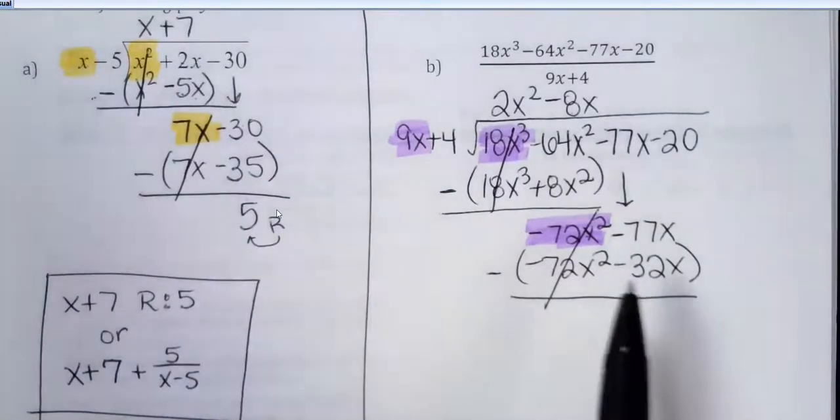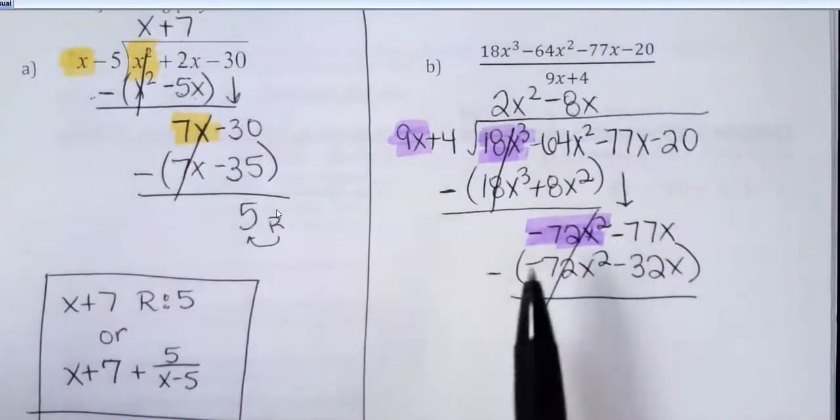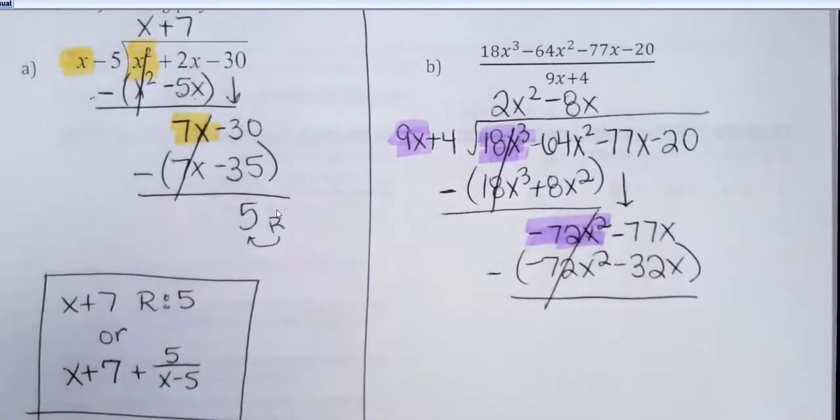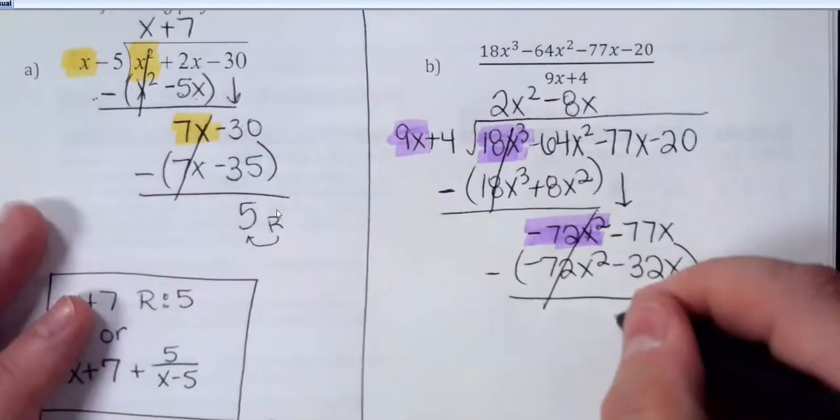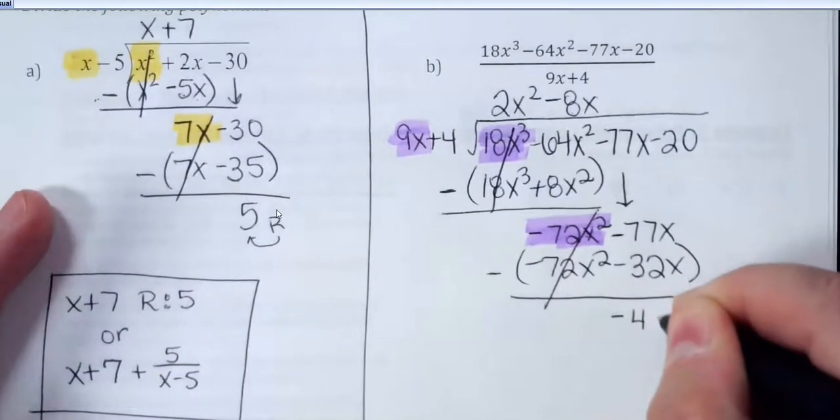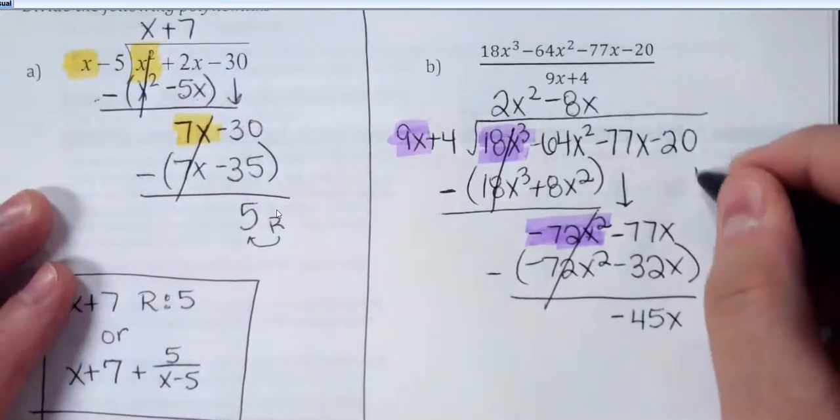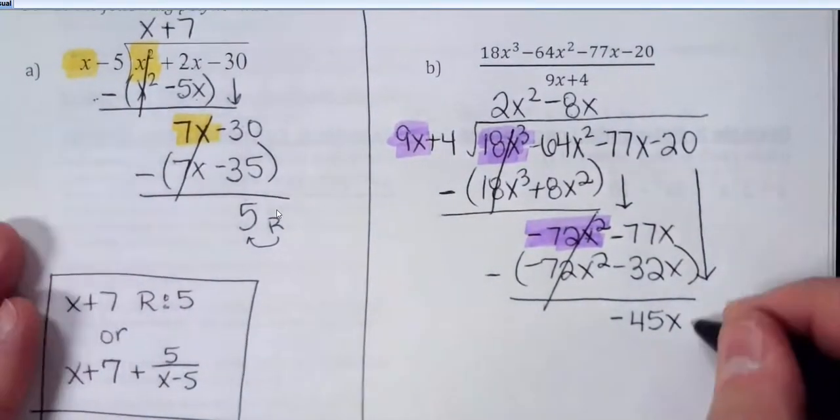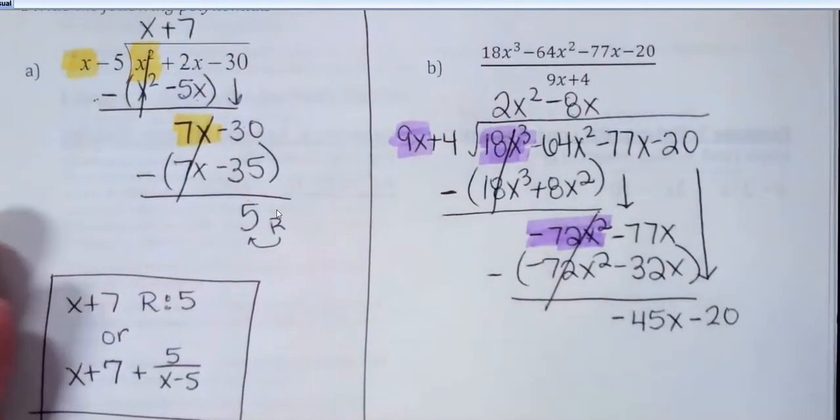Now, negative 77 minus a negative 32 is really negative 77 plus 32. Miss Cardi doesn't have a calculator up here. I think it's a 45. Okay. But it should be negative. So negative 77 plus 32 is negative 45x. And again, I'm just going to bring down the next term in that polynomial, which is negative 20.